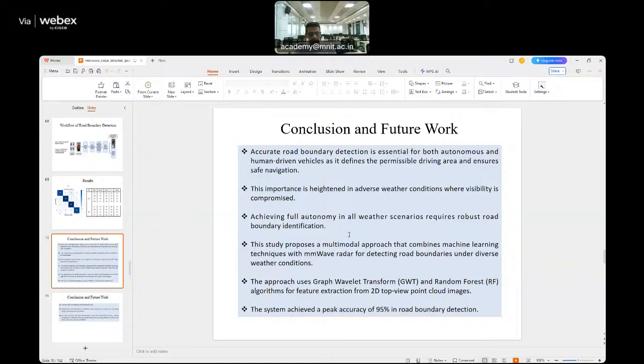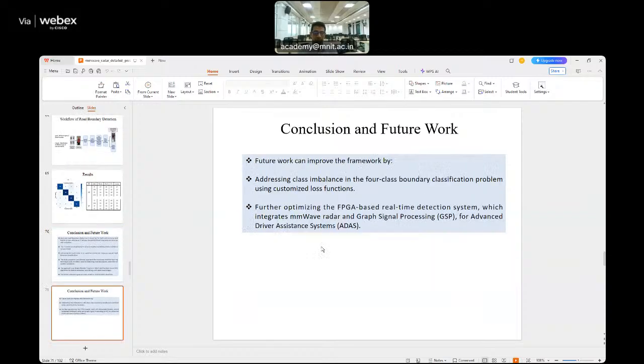Not only this, but also on the highway, for example the national highways, this becomes very important. Even maximum accidents can be controlled if the vehicles are in the proper lane and are not abruptly changing the lane. Achieving full autonomy in all weather scenarios requires robust road boundary identification. This study proposes a multimodal approach that combines machine learning techniques with mmWave radar for detecting road boundaries under diverse weather conditions. This approach uses graph wavelet transform and random forest algorithm for feature extraction from 2D top viewpoint cloud images. So here 95% is detected.